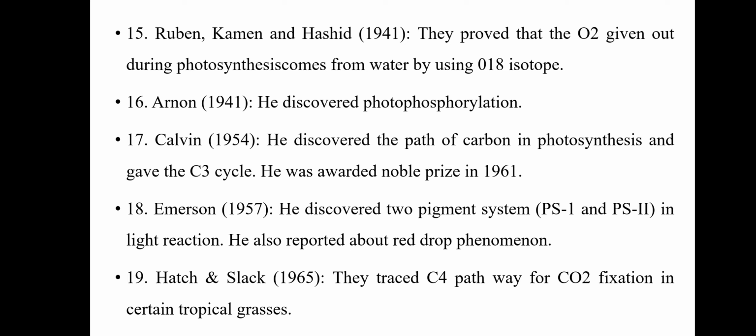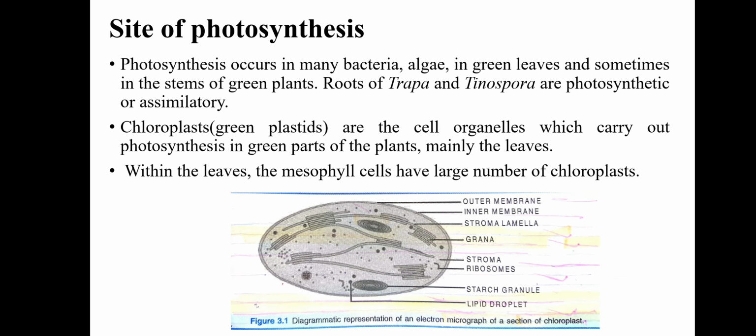Then Calvin discovered the path of the C3 cycle, which we will discuss in detail later. Then Emerson discovered the two pigment system. Hatch and Slack discovered the C4 pathway. So let us discuss this photosynthesis process in detail.